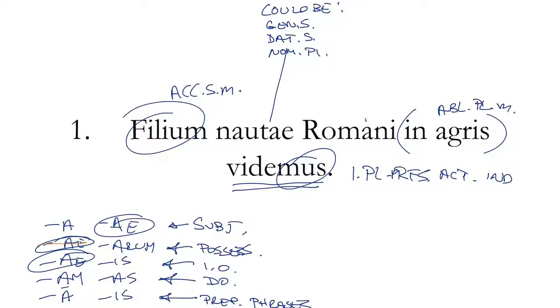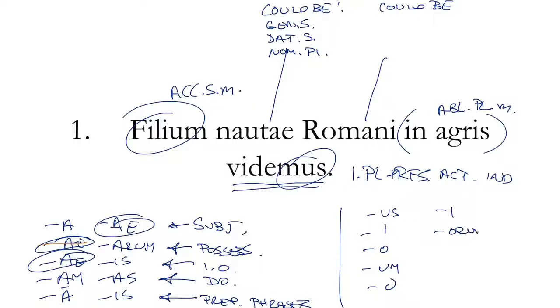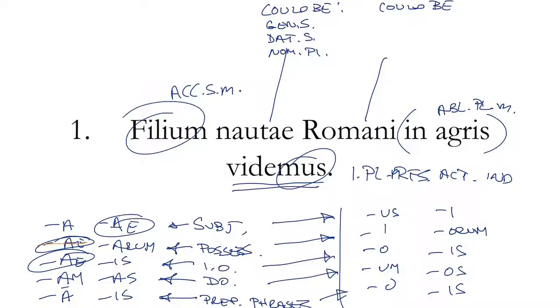Now let's look at Romani. If we look at the possible endings here, it could be us, i, o, um, e, orum, is, os, is. So it could be this. So the options are in this case genitive singular, or it could be nominative plural.